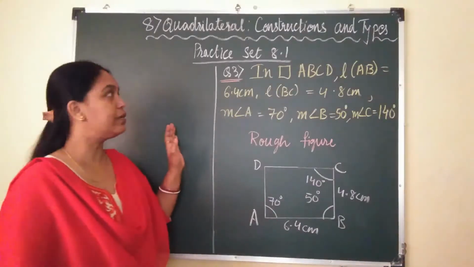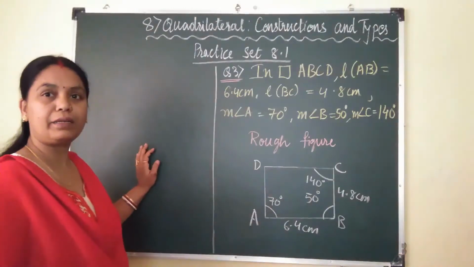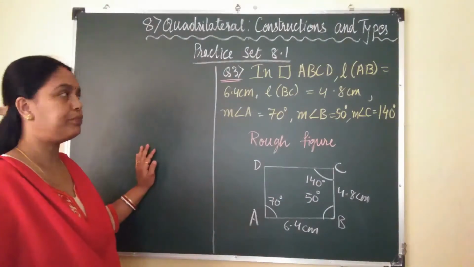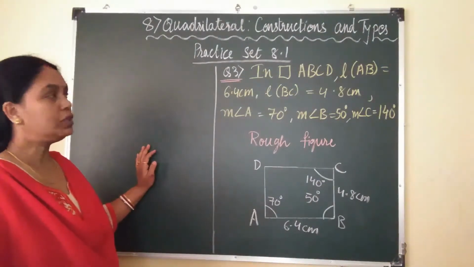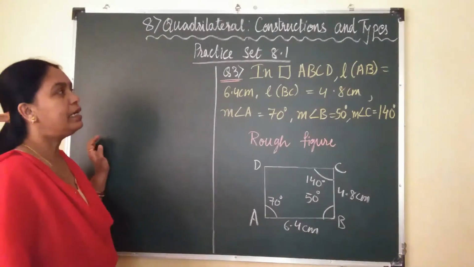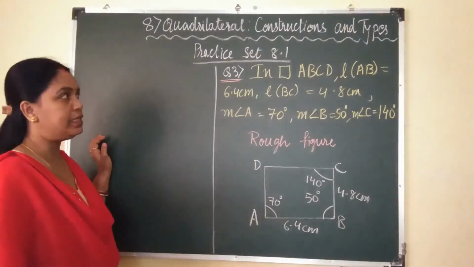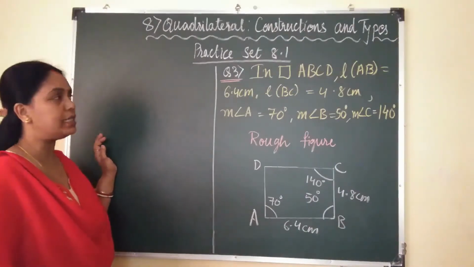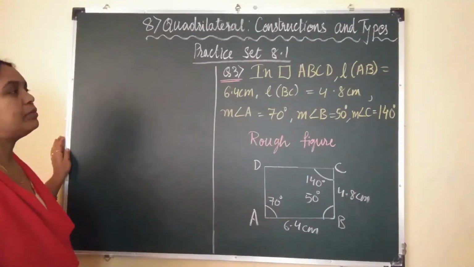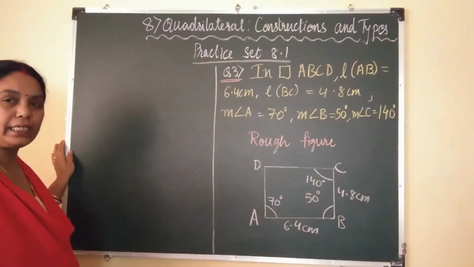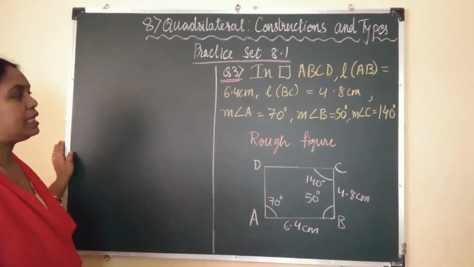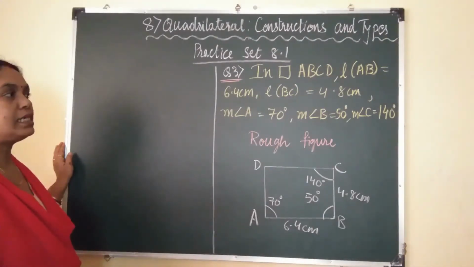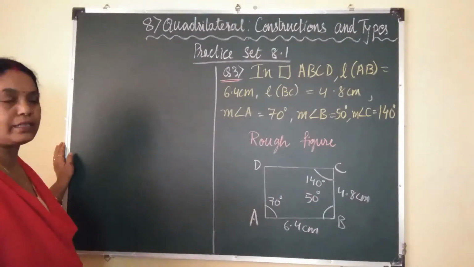Hello students, we are going to do practice set 8.1 question number 3. In quadrilateral ABCD, length of segment AB is 6.4 centimeters, length of segment BC is 4.8 centimeters, measure angle A is 70 degrees, measure angle B is 50 degrees, measure angle C is 140 degrees.